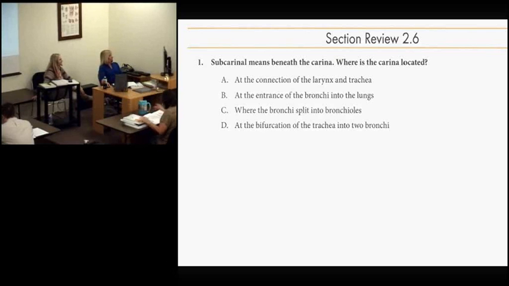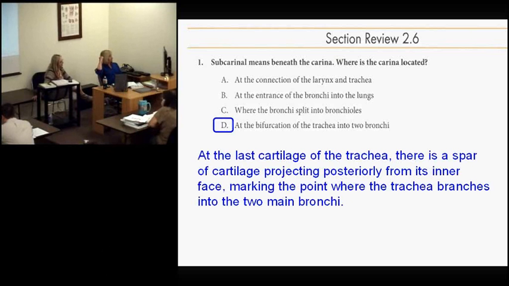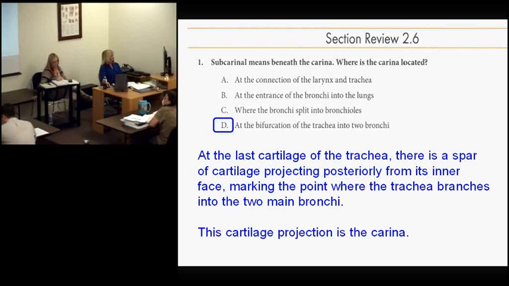Subcarinal means beneath the carina. Where is the carina located? The answer is D, at the bifurcation of the trachea into two bronchi. So at the last cartilage of the trachea, there's a spur of cartilage projecting posteriorly from its inner face, marking the point where the trachea branches into the two main bronchi. The cartilage projection is the carina.